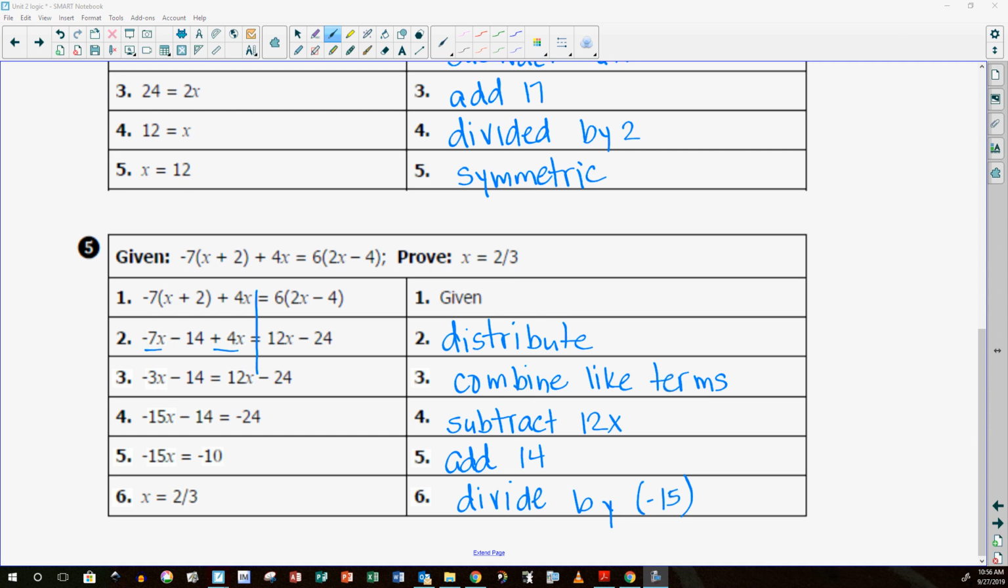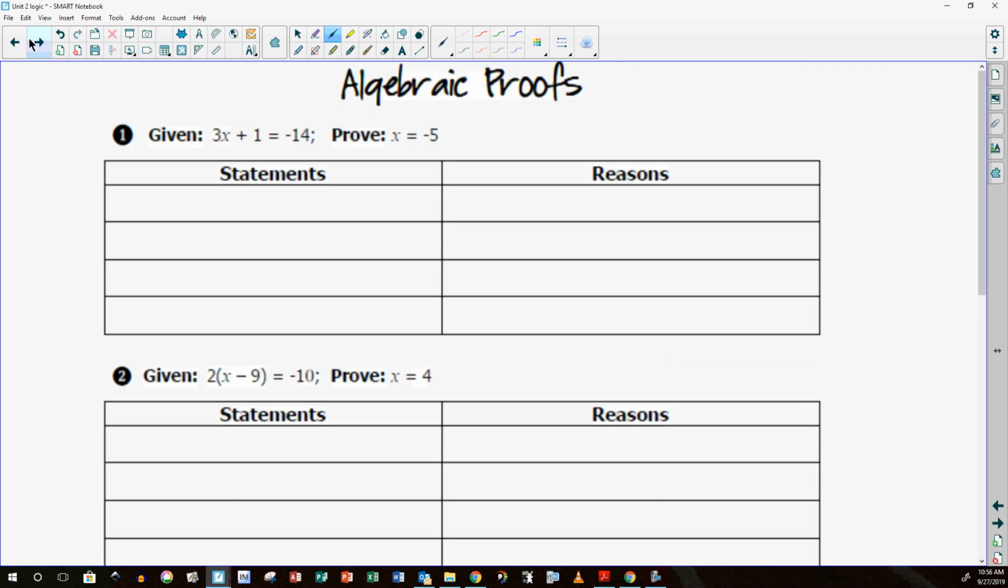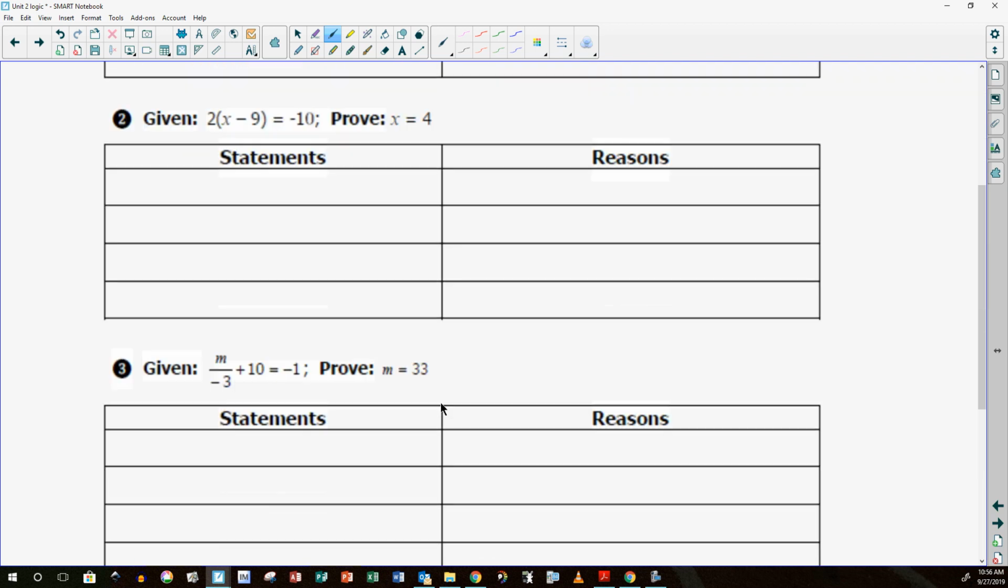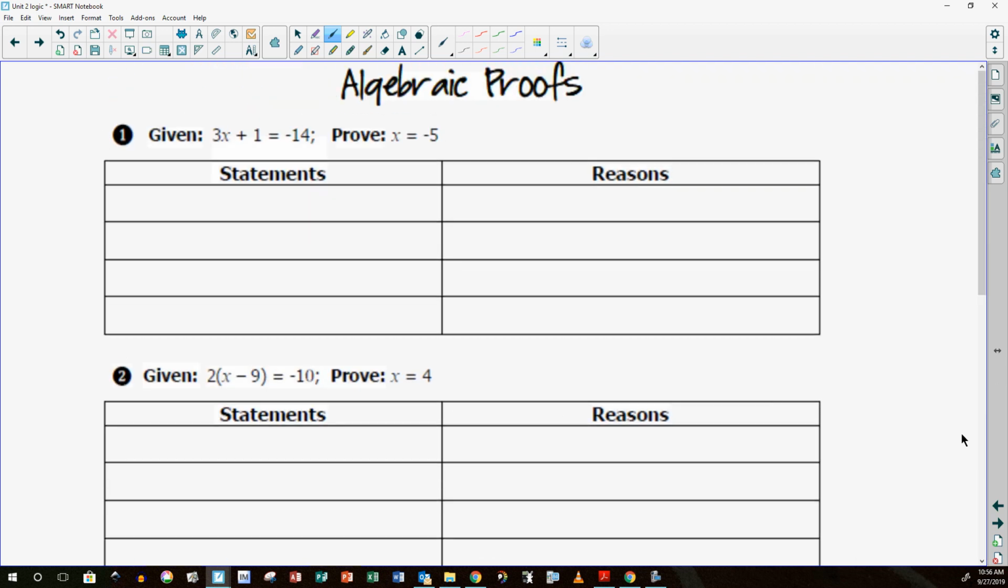All right, here we go. Notice now there are no statements. So now you have to come up with your own statement. There are 4 boxes for each of these, but I'm going to tell you not every one of them is going to use all 4 boxes. Okay? So step 1 is always what is given. So you have to write 3x plus 1 equals negative 14 because it is given to me. I have to start with what is given to me.